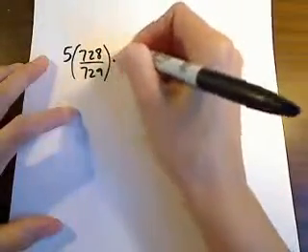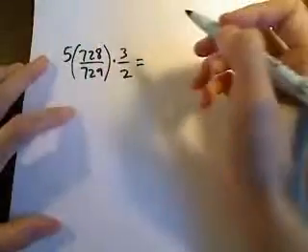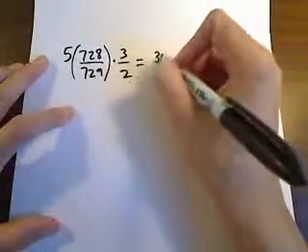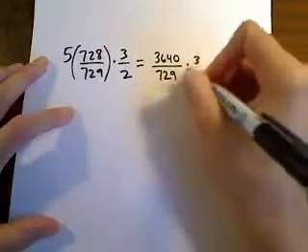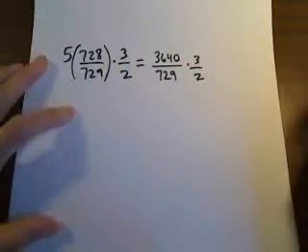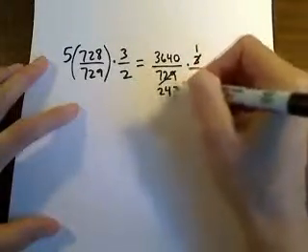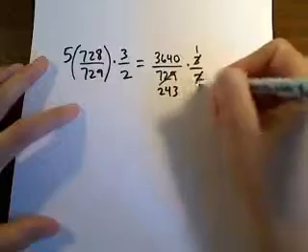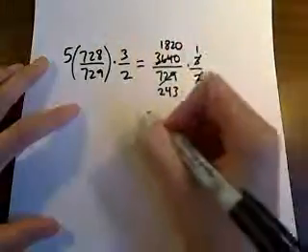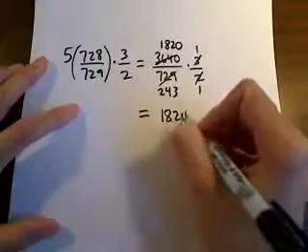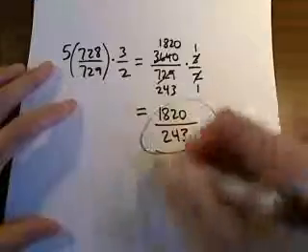There's multiple ways to go about simplifying this from here, but I'm just going to go ahead and say 5 times 728 is 3640 over the 729, and then I have that times 3/2. Okay, if we do some canceling, 3 goes in here once, in there 243 times, 2 goes in here once, in here 1820 times, and that's as far as it will reduce. So your answer here is 1820 over 243.